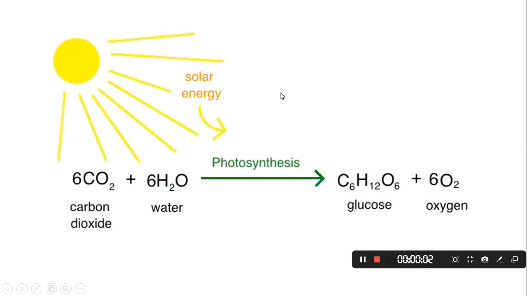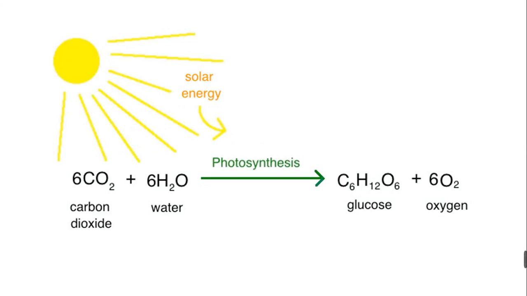Hello everyone, so this is a recap on photosynthesis, on what we've done so far. So you know that plants, when they are exposed to light, which will bring solar energy if it's in the case of the sun, we have this reaction. So carbon dioxide and water are transformed into glucose and oxygen.